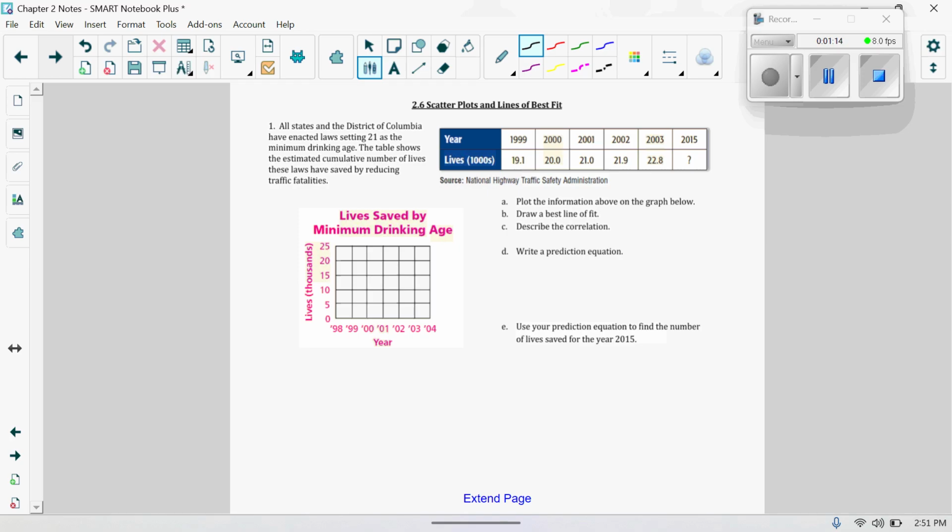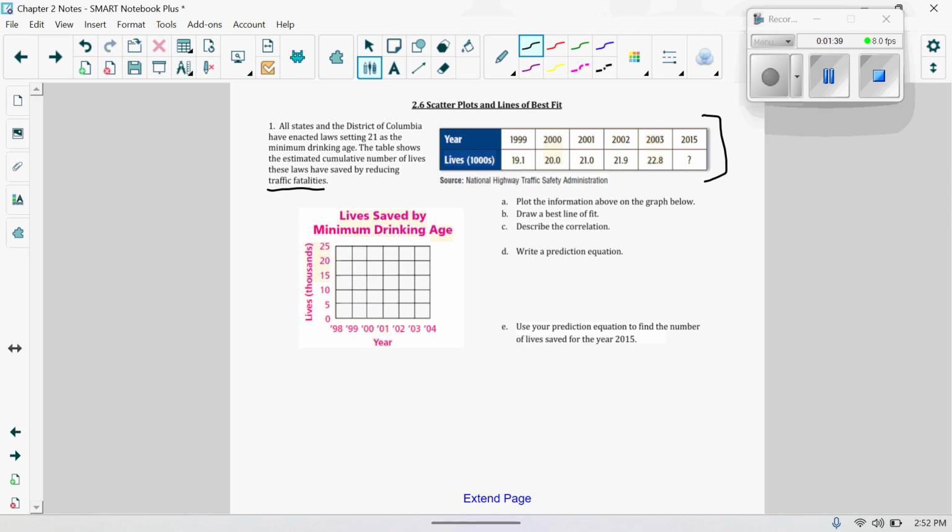So we're going to be talking about scatter plots today and lines of best fit. So we're going to start just by filling out a scatter plot. We're given some data right here based on laws that set 21 years old as the minimum drinking age and how many lives these laws have saved because of traffic fatalities.